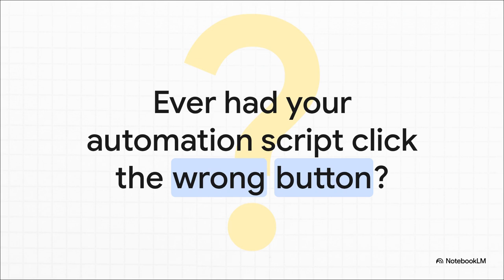Has this ever happened to you? You've got an automation script. You run it, and bam! It clicks the wrong button. Or maybe it fills out the company name field when you wanted the last name. We've all been there, right? And the reason is almost always the same thing. Our selector just wasn't specific enough. It is such a common and frustrating roadblock.